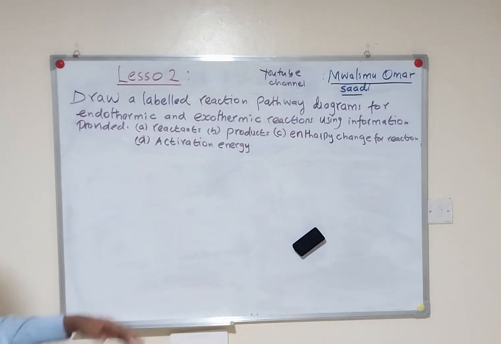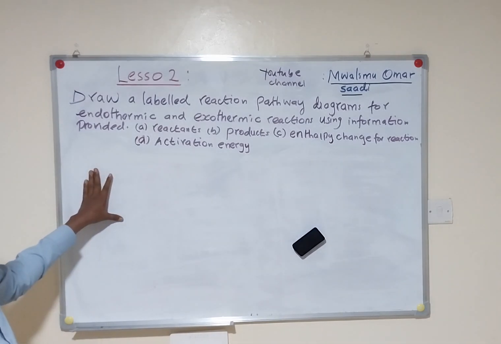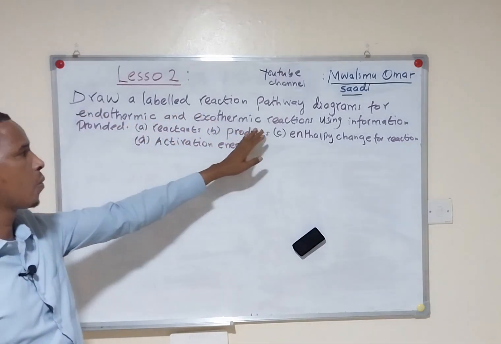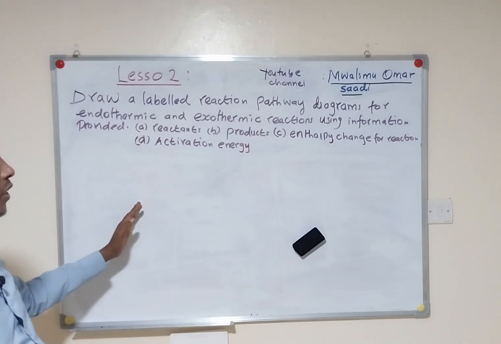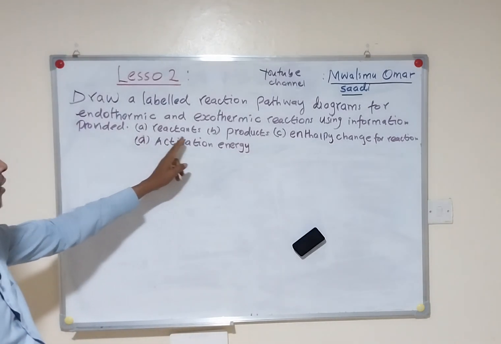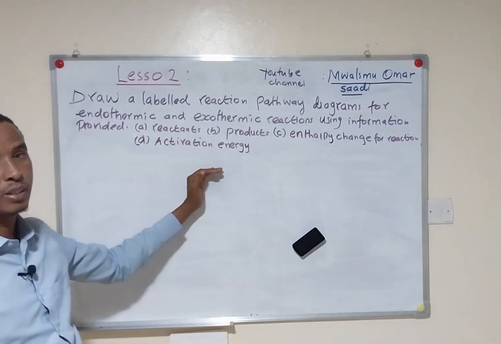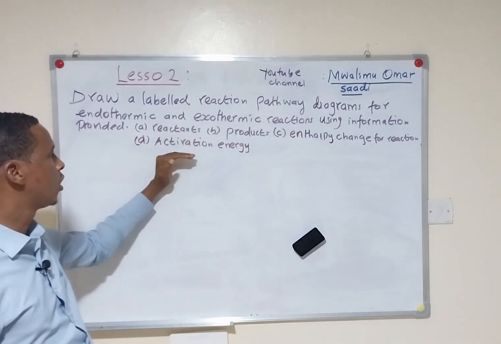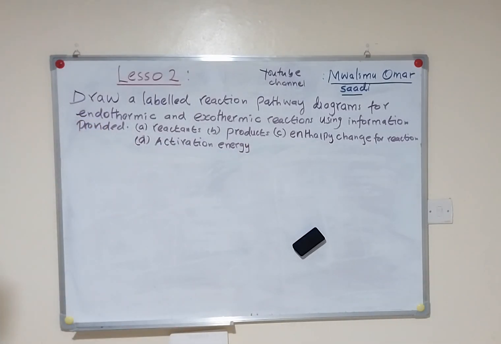And for an exothermic reaction, the temperature of the surroundings increases while the temperature of the system decreases. So in this discussion, we will look at a question involving endothermic and exothermic reactions, that is, the energy level diagram. We're told to draw labeled reaction pathway diagrams for endothermic and exothermic reactions using the information provided. This is what we're given: reactants, products, enthalpy change for the reaction, and activation energy. So we are supposed to draw an energy level diagram for exothermic and endothermic reactions showing reactants, products, enthalpy change for the reaction, and activation energy.